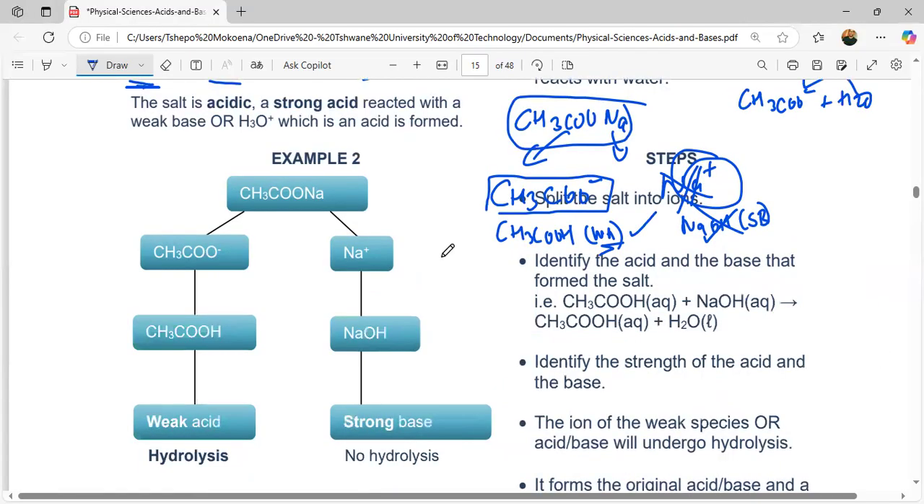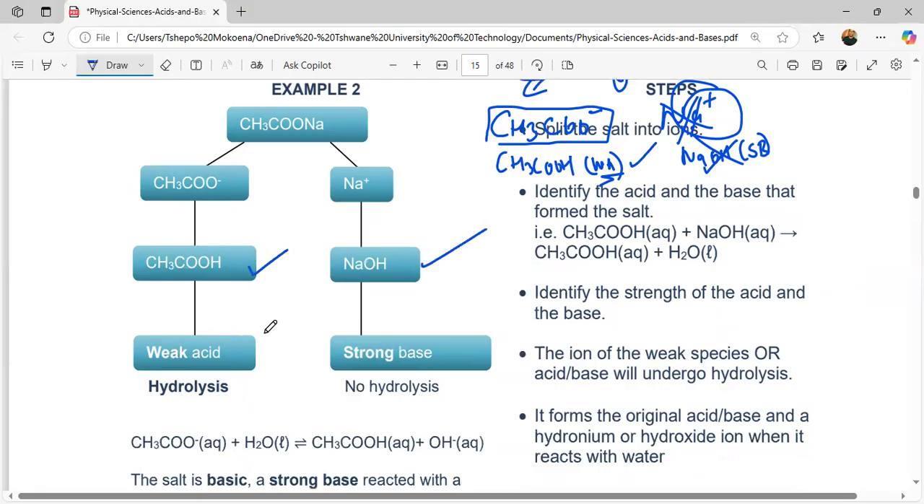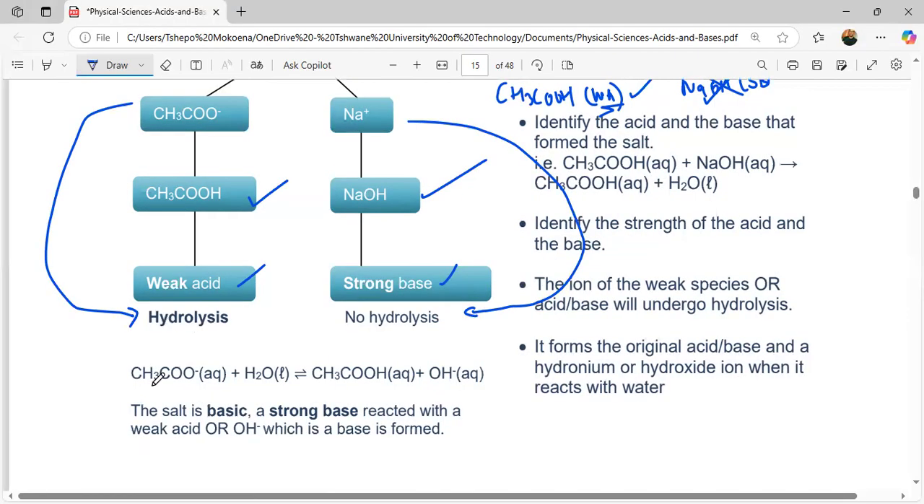Okay, so break it into ions. From this acid and this base, we know that it is a weak acid, so this ion will undergo hydrolysis. This one is from a strong base, so it won't undergo hydrolysis. So let's perform the hydrolysis. When this ion undergoes hydrolysis, there it is, it will react with water to form these products over here. How did we manage to form this product? Water will donate an H plus ion to become OH minus ion.